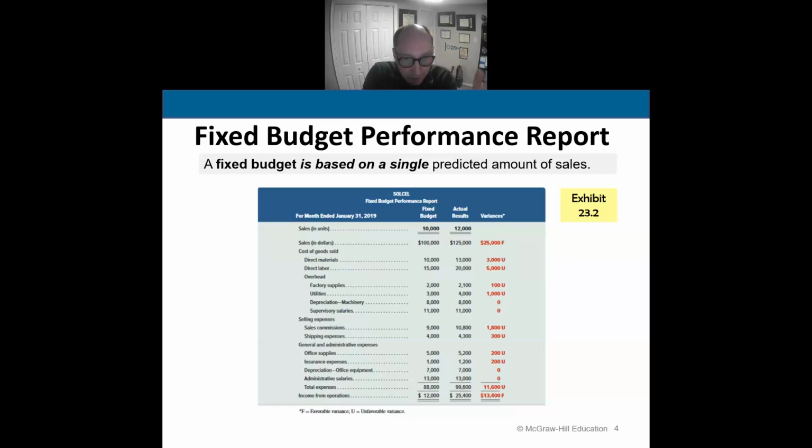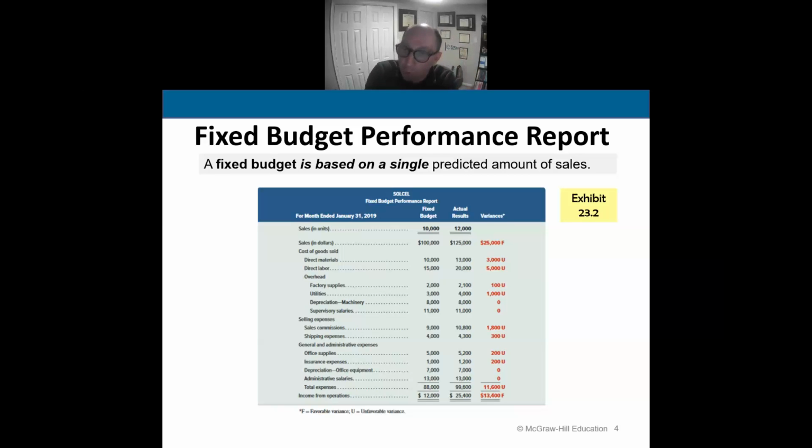Now, let's get down into the costs. Direct materials. Actual, 13,000. Budget, 10,000. Actual minus budget, that variance is $3,000 unfavorable. That's no bueno. That's not good. Okay?